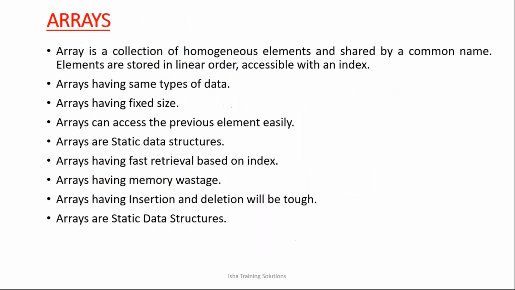Array. An array is a collection of homogeneous elements shared by a common name. Elements are stored in linear order and accessible with an index. Now, what is this homogeneous element? Homogeneous elements are simply the same type of elements.